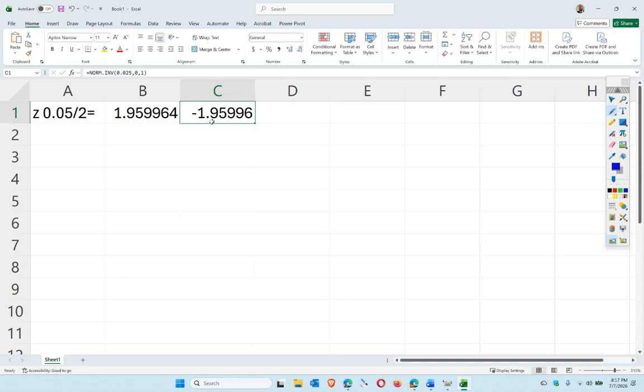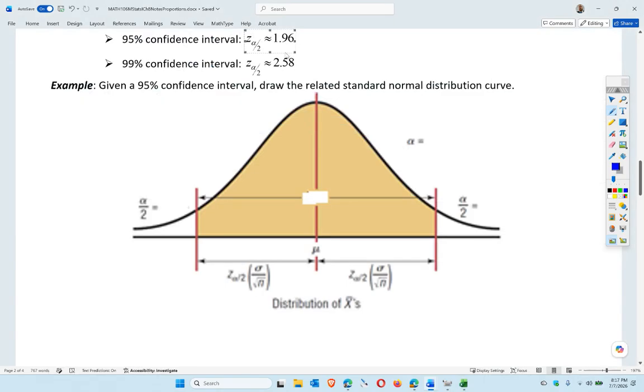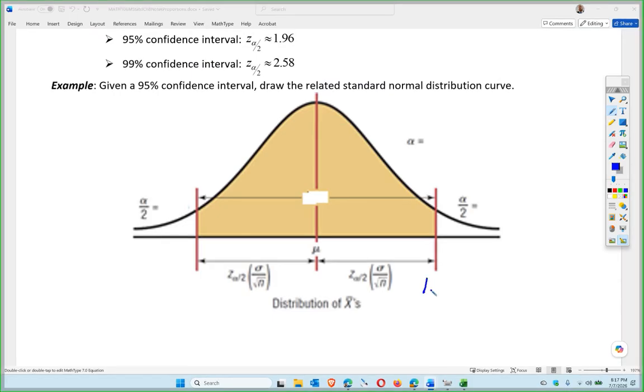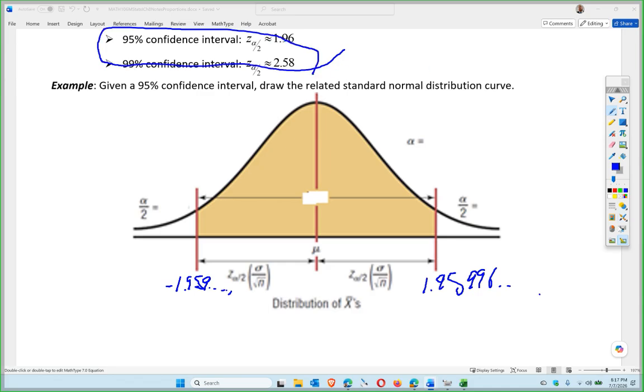So notice this is 1.95996, and this is 1.96, that's the rounded value, correct? So this is 1.95996 dot dot dot, and this is the negative 1.95996 dot dot dot, keeps going forever. Okay, so the point is, don't use these ones they give you in the book. Don't round it, use the exact value the computer gives you essentially.